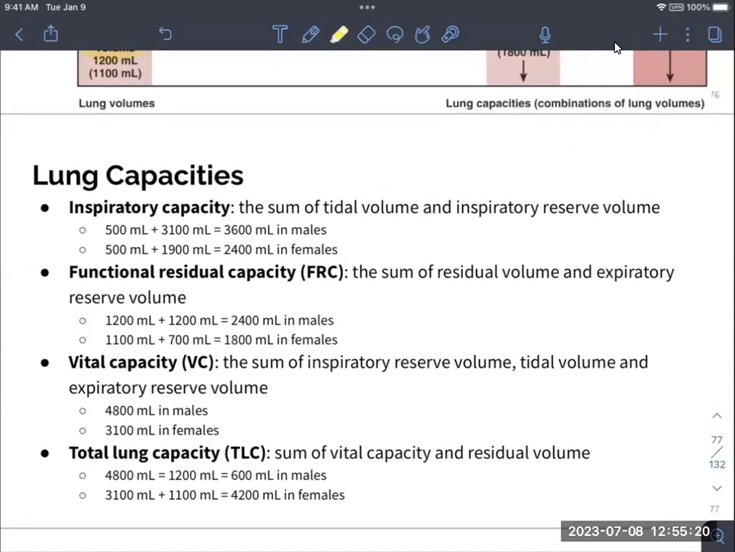So there are ways to calculate some of this stuff out, that inspiratory capacity. An inspiratory capacity is that tidal volume and inspiratory reserve volume. Functional residual capacity, it's that residual volume and that expiratory reserve volume. That vital capacity, inspiratory reserve volume, tidal volume, and expiratory reserve volume, and then that total lung capacity. That vital capacity and residual volumes.